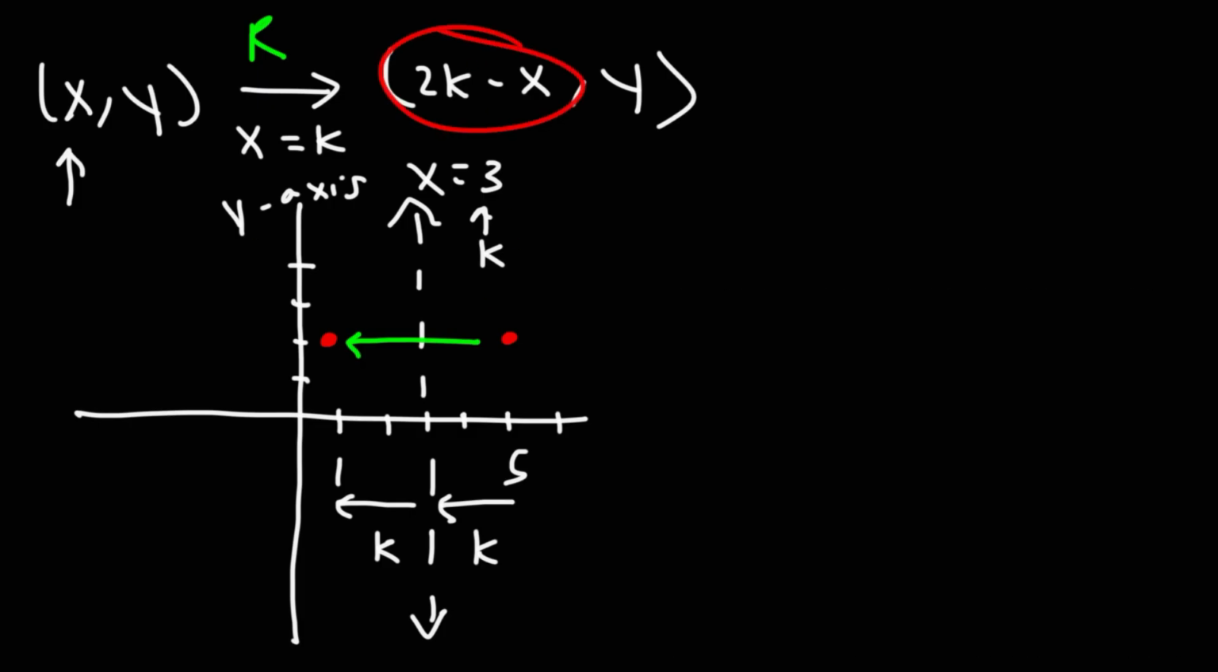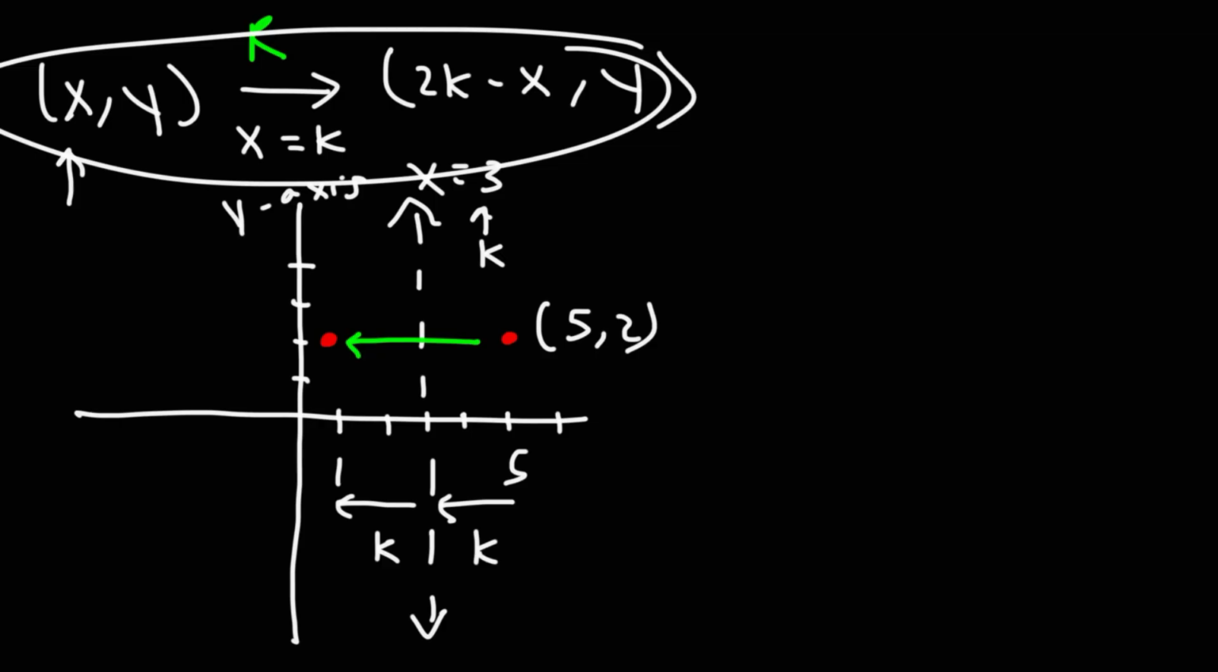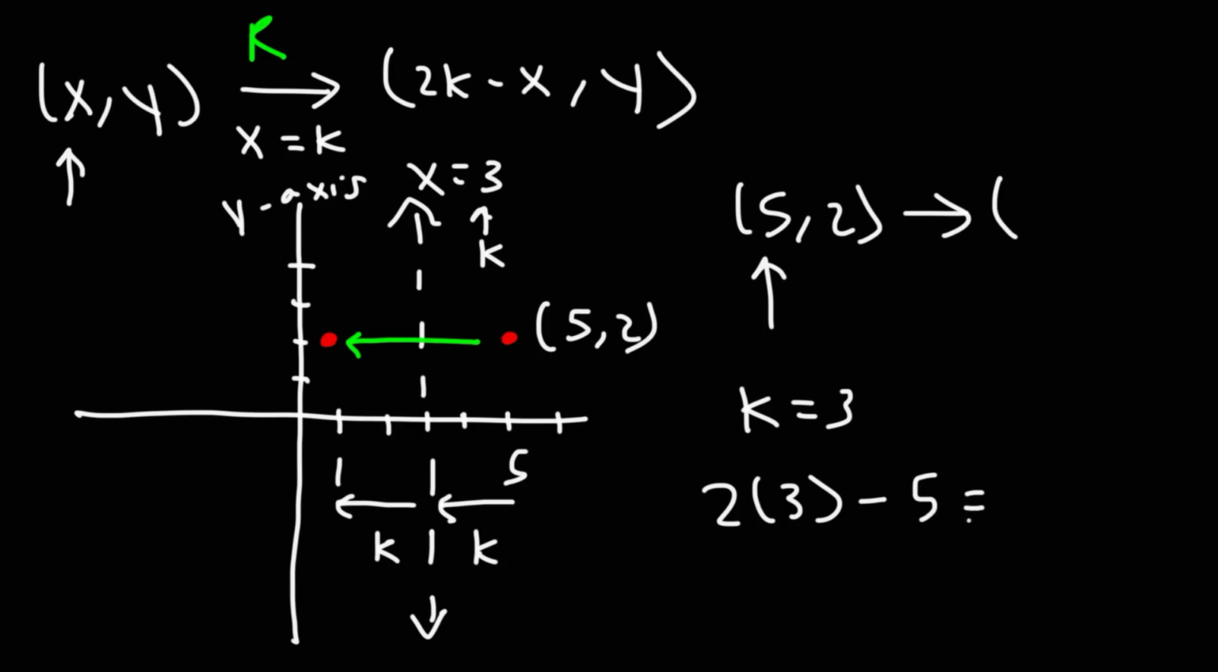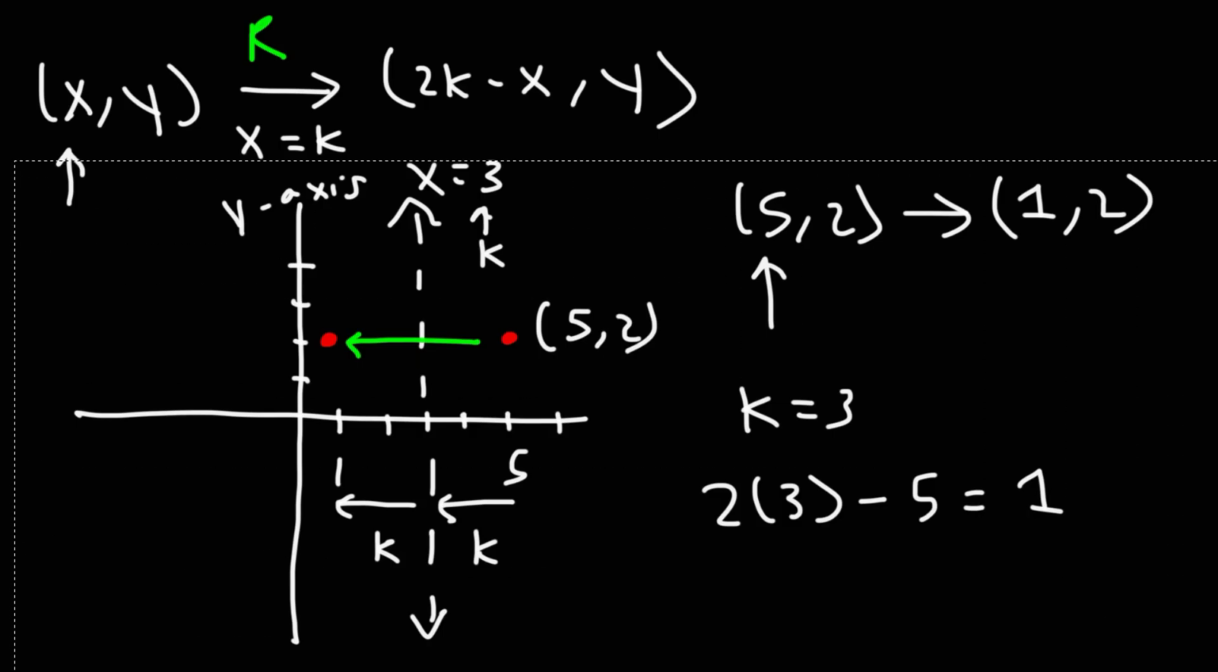So let's use this formula for the example that we have. This point here is (5, 2). Let's get the new point using this. So 2k minus x, k is 3, so it's going to be 2 times 3 minus our x value, which is 5. 2 times 3 is 6, minus 5 gives us 1. So we get the point (1, 2), which is exactly what that point is. So that's how you can find the new point using that formula. Let's try some more examples with that.